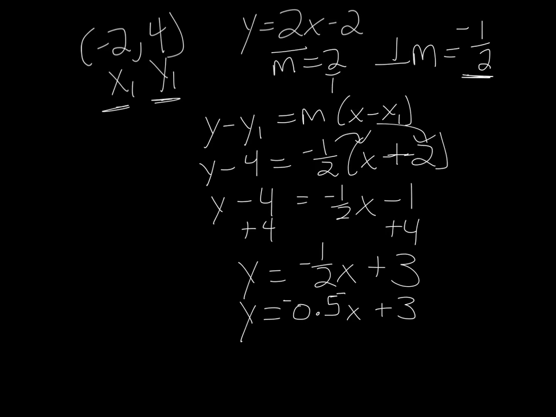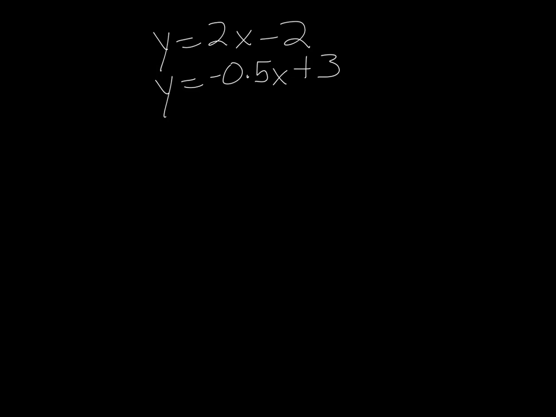Okay, so slide 2. Now we have the original equation, y equals 2x minus 2, and we just created the equation y equals -0.5x plus 3. This is a system of equations. There's a point where they will intersect because they're not parallel lines. So we need to determine where they will intersect. That means I need to eliminate a variable. I can eliminate the y, or I can eliminate the x.